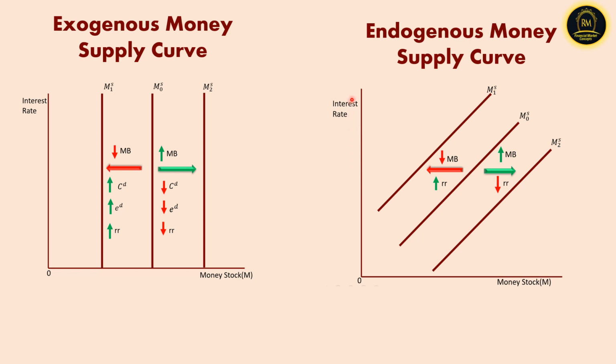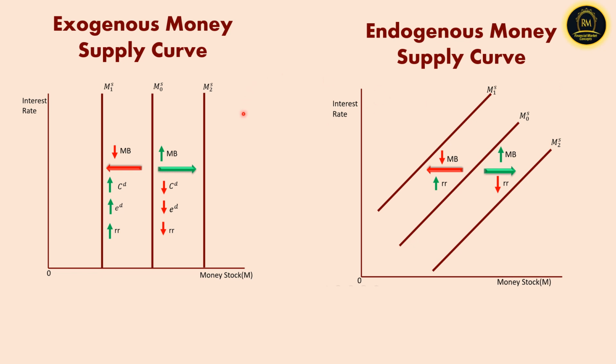If the rate of interest increases, the people's currency to deposit ratio will fall and people will keep more money in the form of bank deposits, that will lead to an increase in money supply. Along with that, banks will also keep less in excess reserve and more money for credit creation, that will lead to an increase in money supply. As a result, the money supply curve will be an upward sloping curve that shows that with the increase in the interest rate, the money supply will increase.